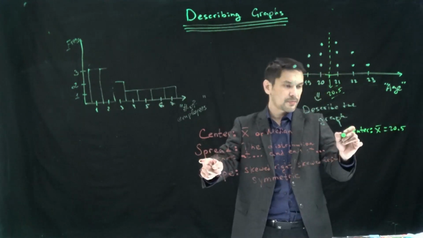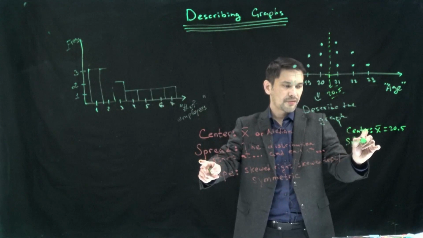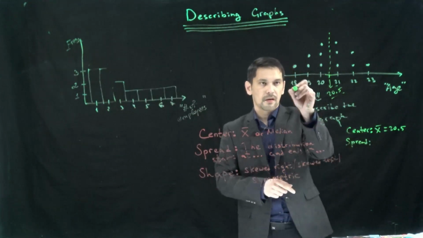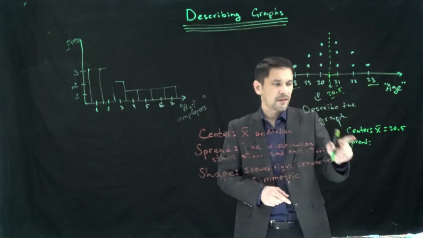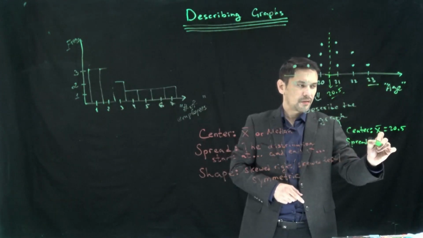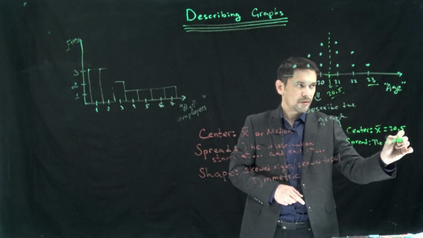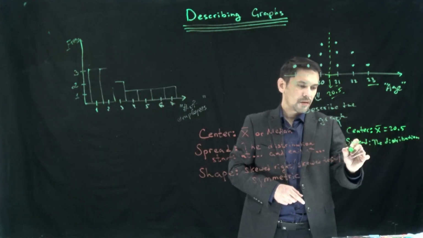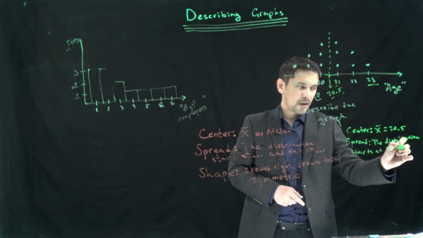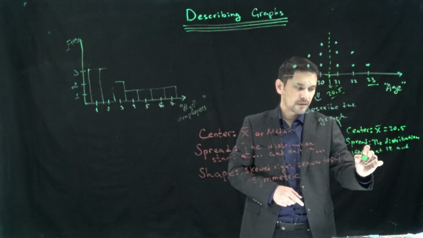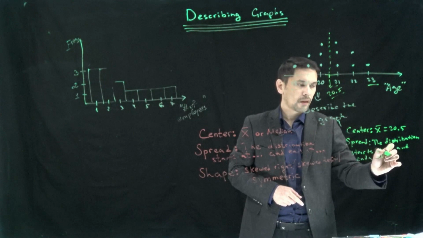Now to describe the spread, we just have to state where the distribution starts. It starts at the value 18 and it ends at the value 23. So we're going to say that here. The distribution starts at 18 and ends at 23.